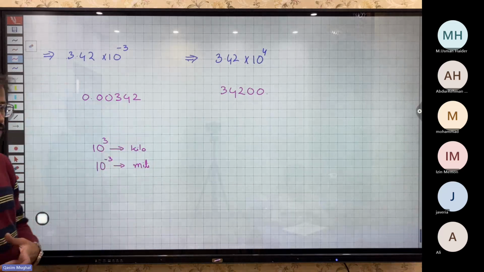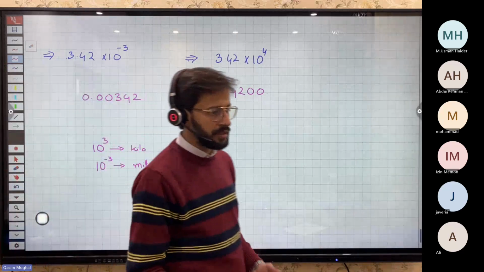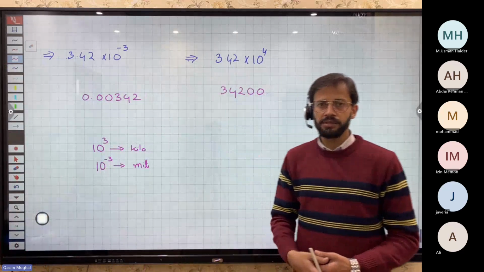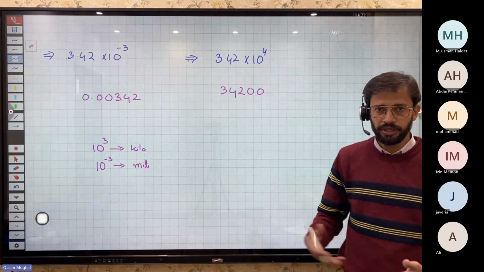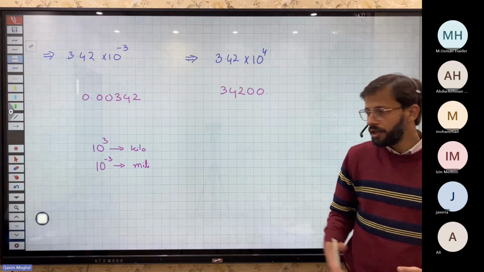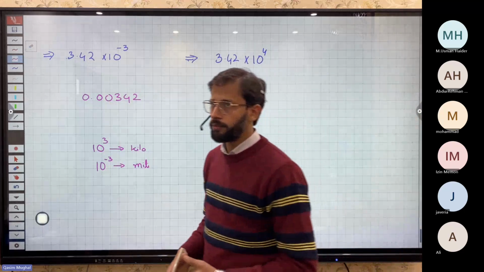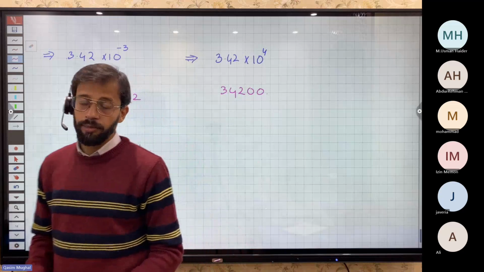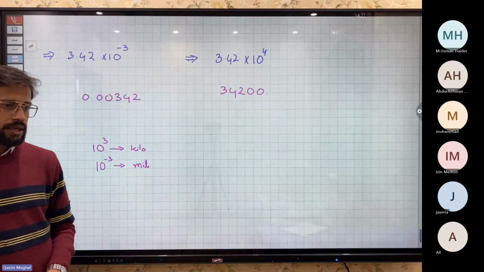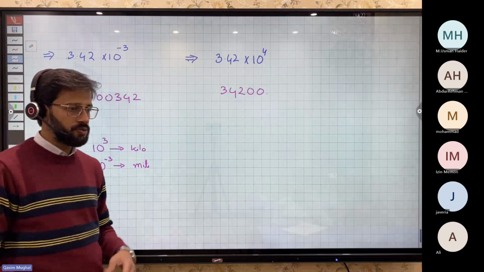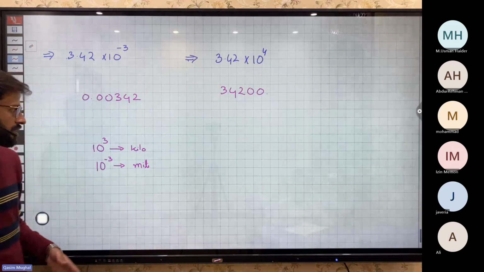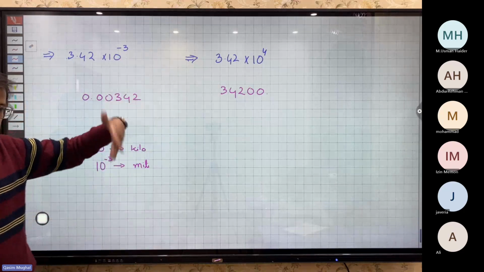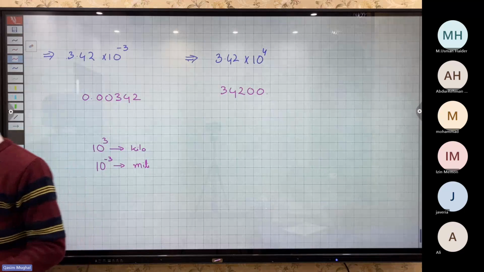We use these prefixes with different units: millimeters, centimeters, kilometers, decimeters, picometers, terameters, mega. We mostly use them in our technology as well: gigabytes, megabytes. This is the size of the bytes, like a file size. So it is actually coming from the standard forms.